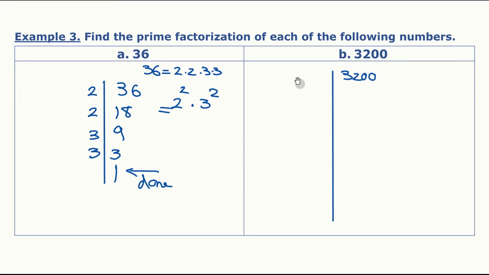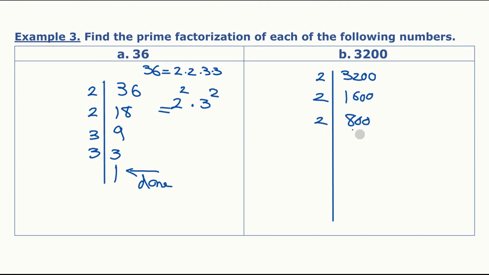All right, so here we have 3200. It's an even number, so we know we can start with 2 because it's the smallest prime number that's going to go into that number, right? So we go ahead and divide, we get 1600. Again, what's the smallest prime that'll go into 1600? 2 again, right? We divide, we get 800.